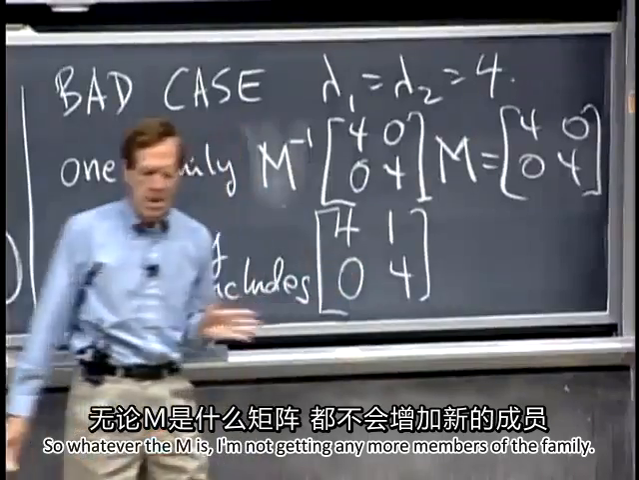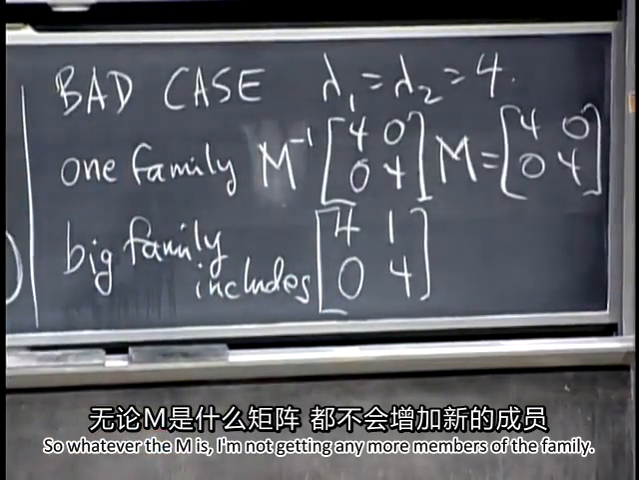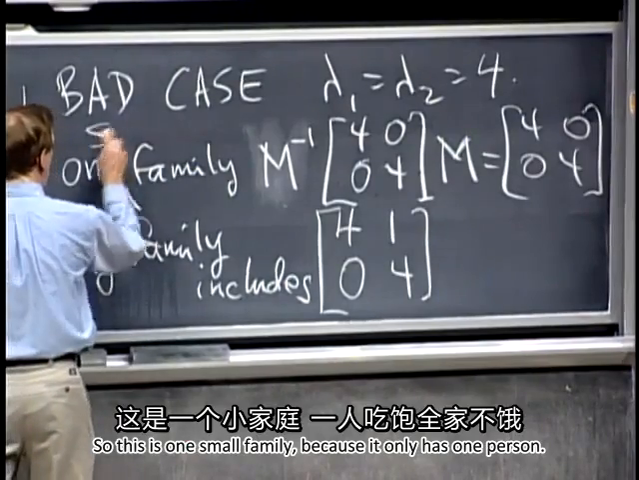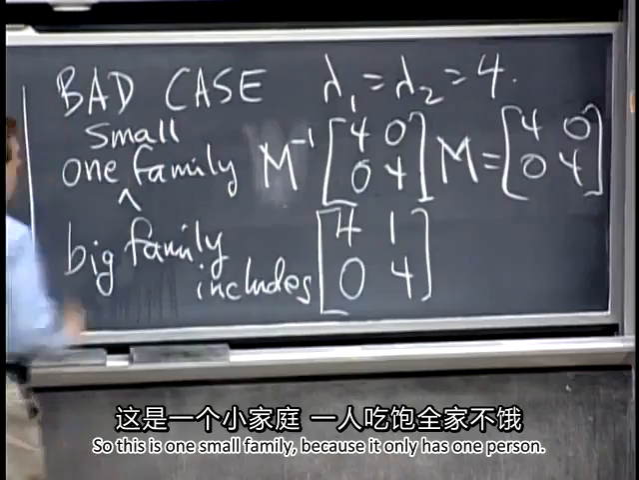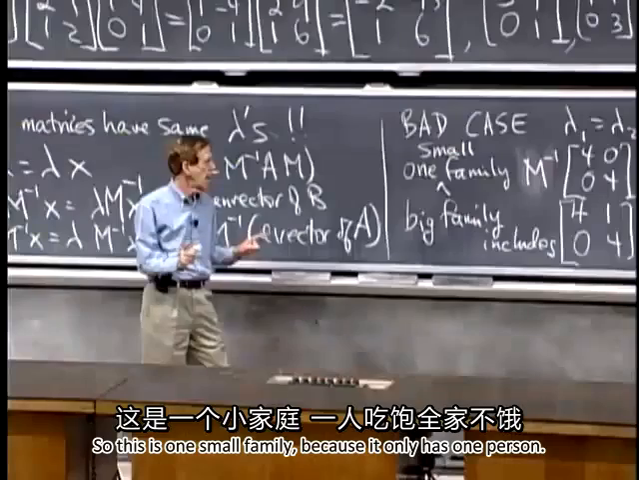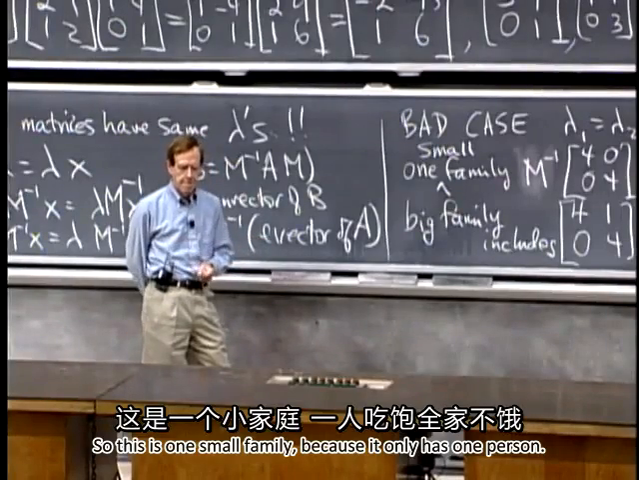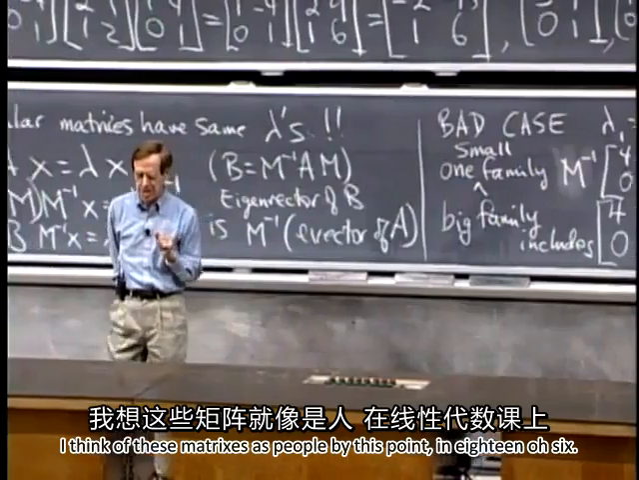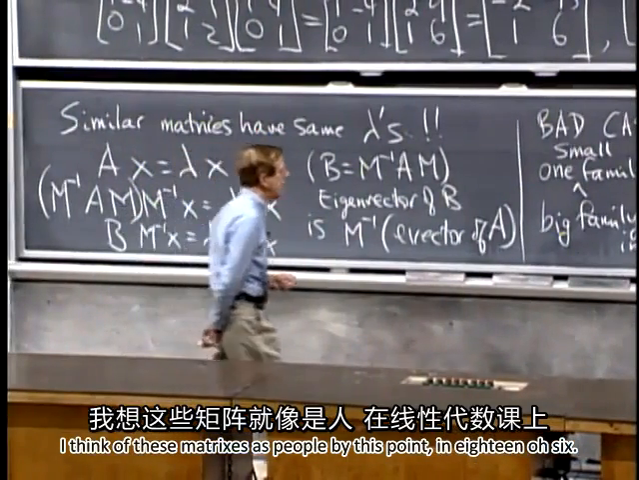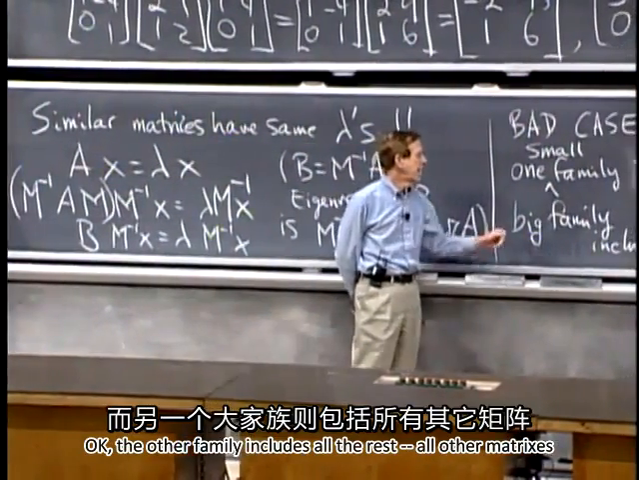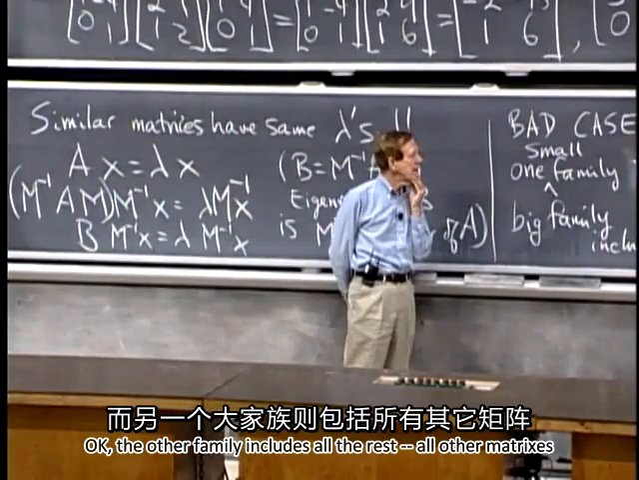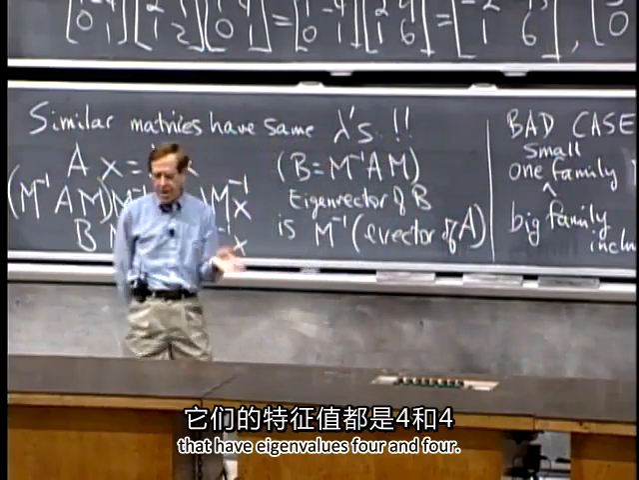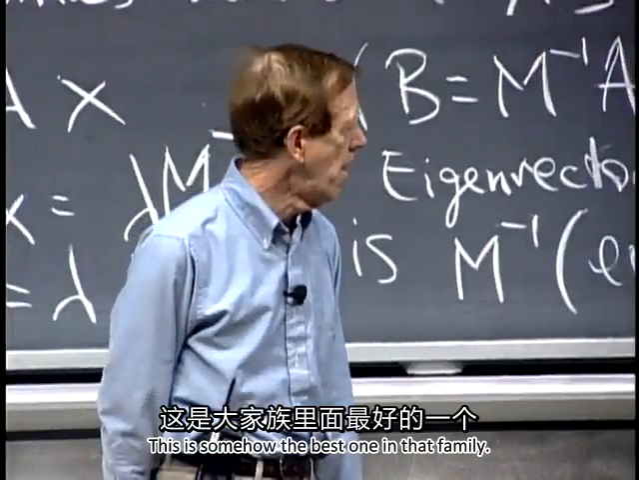So whatever the M is, I'm not getting any more members of the family. So this is one small family, because it only has one person, one matrix. Excuse me, I think of these matrices as people by this point in 1806. Okay, the other family includes all other matrices that have eigenvalues 4 and 4.